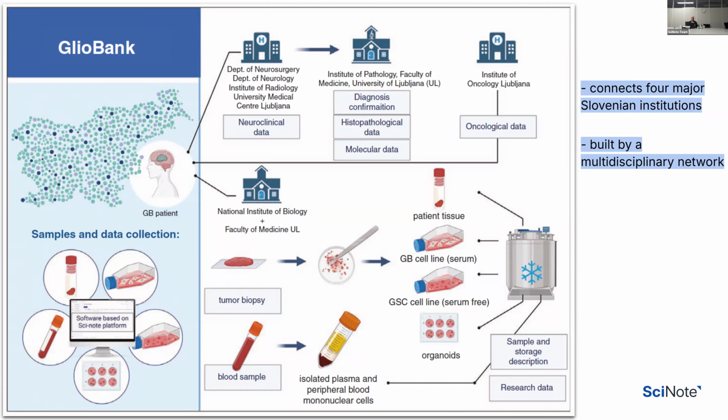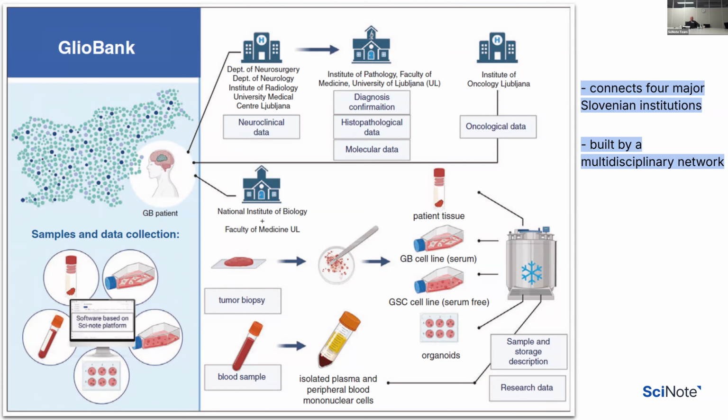And what they store is resected tumor tissues, both core and rim biopsies. They have blood plasma and peripheral blood mononuclear cells, patient-derived cell models, also glioblastoma stem cells, organoids, and at the end of the day, of course, clinical, pathological, molecular, and imaging data.